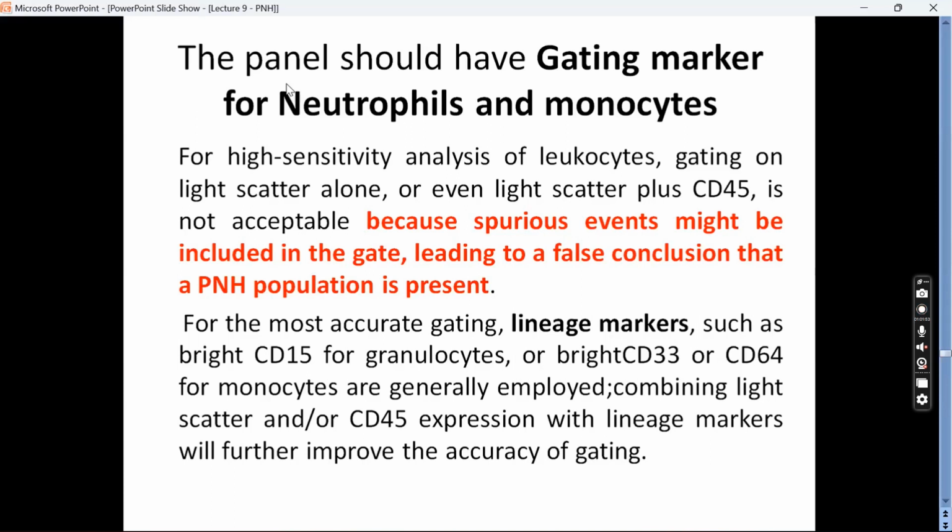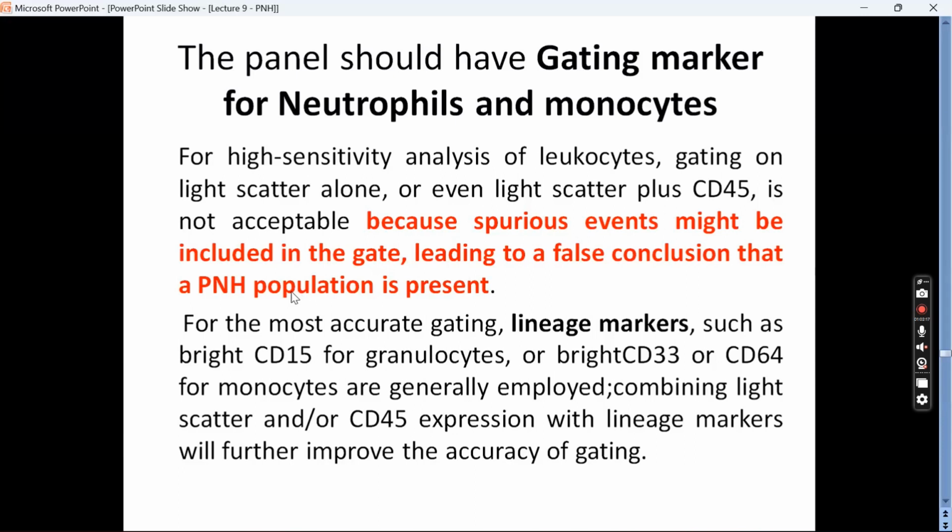For RBCs, we used glycophorin CD235a. For monocytes and neutrophils, we can gate in this way. For high sensitivity analysis of leukocytes, gating on light scatter alone, that is forward scatter and side scatter, may not be good. Even light scatter plus CD45 is not acceptable because spurious events might contaminate the gate, leading to the false conclusion that a PNH clone is present.